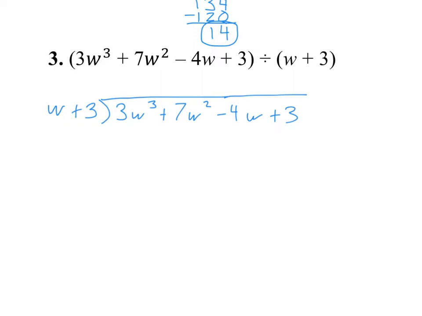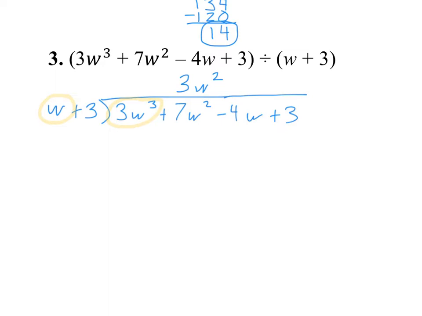Okay, so the first thing you do is when you're doing the first step of dividing, you just look at the first term here and the first term here. So you take 3w cubed and divide by w. That gives you 3w squared. I like to write it above its like term, even though we didn't use the 7w squared yet. So divide the first term inside by the first term outside, and then write the quotient on top above its like term.